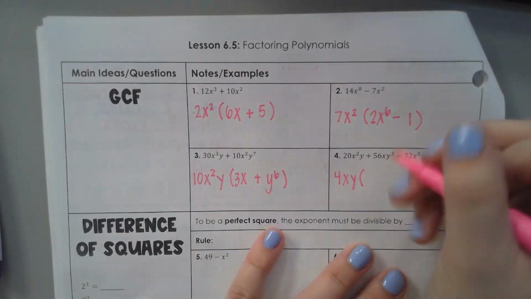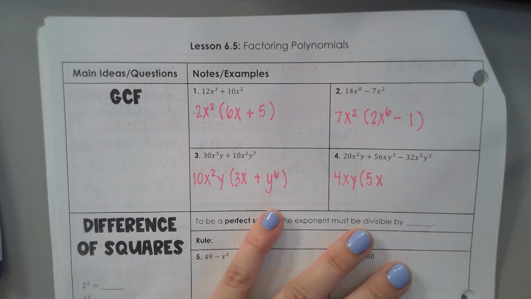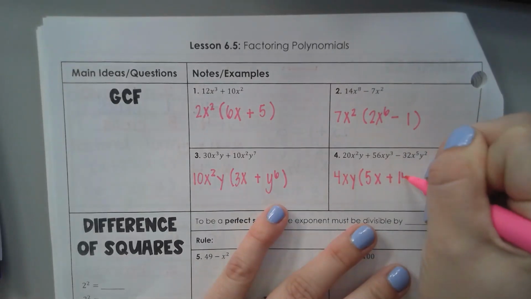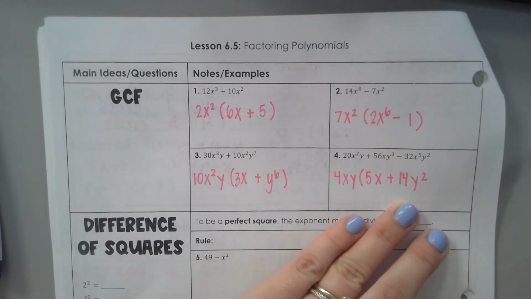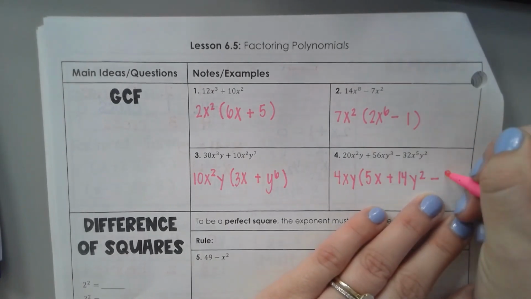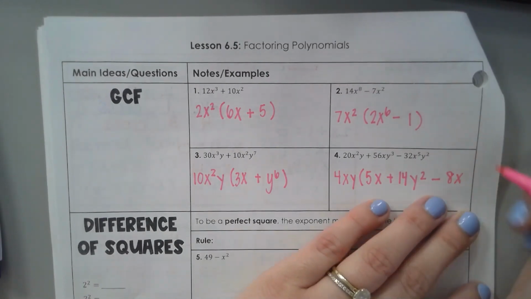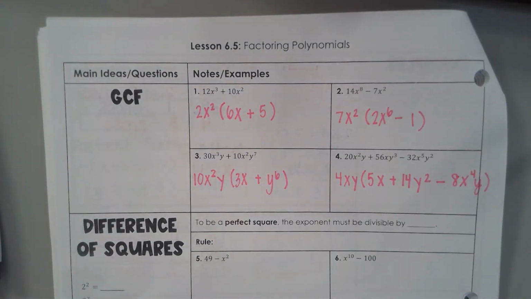And so then I'm left with 5x, right, plus 14. The x is canceled, but I have y squared minus, what's 32 divided by 4? 8. I have x to the 4th and then y. There you go. So are there any questions on that part? We've kind of done this before, so hopefully you remembered enough.